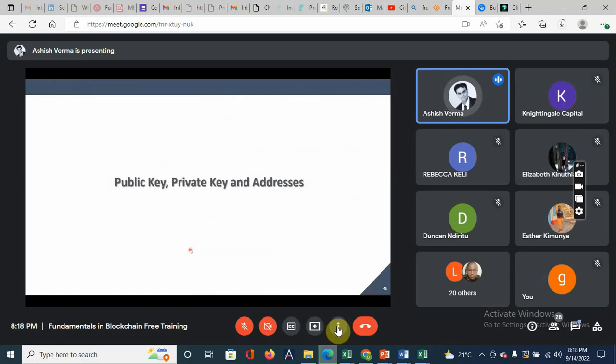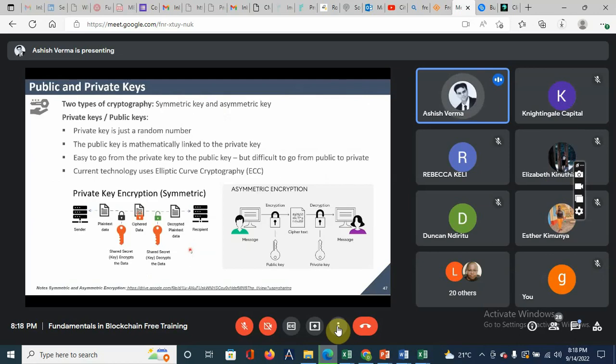Then let's talk a bit about what public keys, private keys and addresses are. So we spoke about cryptography yesterday. Cryptography is basically a way in which the data, when it moves between various addresses, is encrypted. For the sake of simplicity, let's try to understand the kinds of cryptography we have. We have two kinds: one is called symmetric key cryptography, and the other is asymmetric key cryptography.